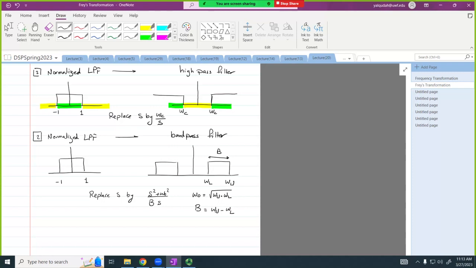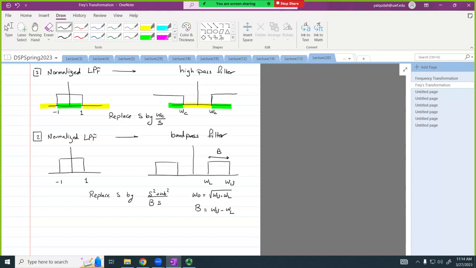Okay. So to convert a low-pass filter to a bandpass filter, we're going to use this formula. We're going to replace S with S squared plus omega 0 squared, divided by B multiplied by S, where B is the bandwidth, omega upper minus omega lower, and omega 0 is equal to the square root of omega upper multiplied by omega lower.